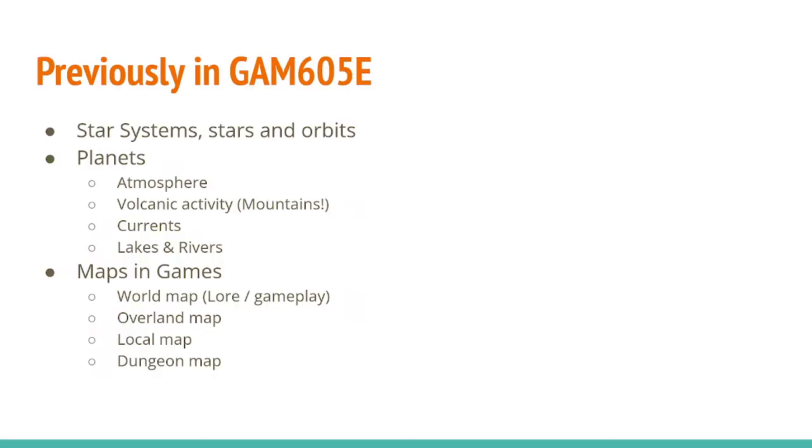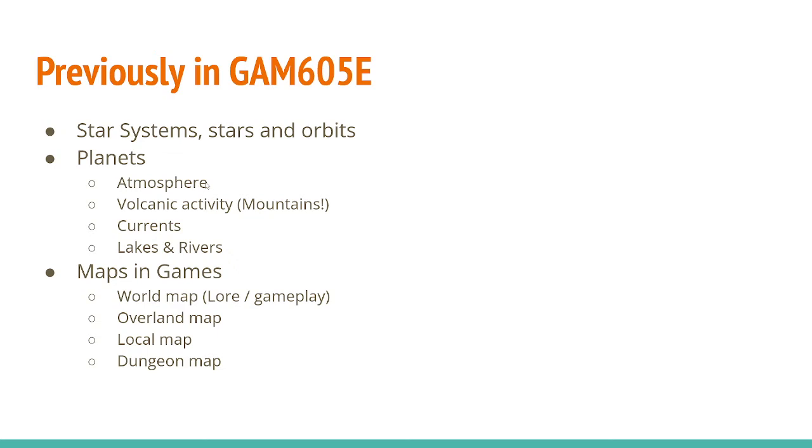Okay, let's go. So, what did we do in the last week? Let's make a quick recap. We talked about star systems, stars and their orbits. We talked about planets and how to create a planet effectively. We talked about atmosphere, volcanic activity. This allowed us to see where the mountains would be because of tectonic plate movements.